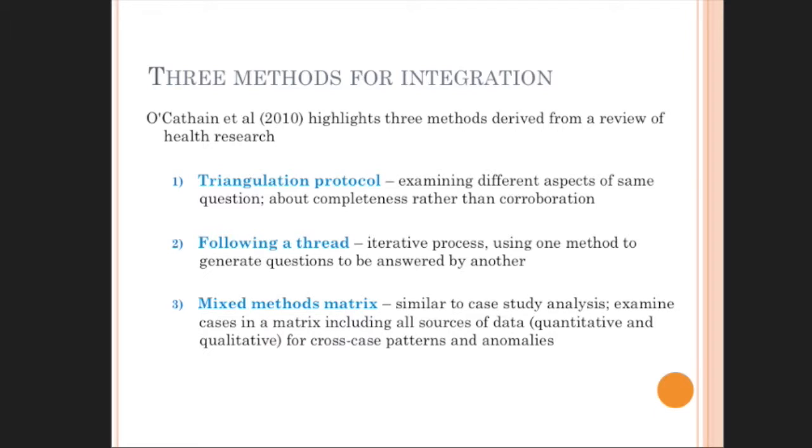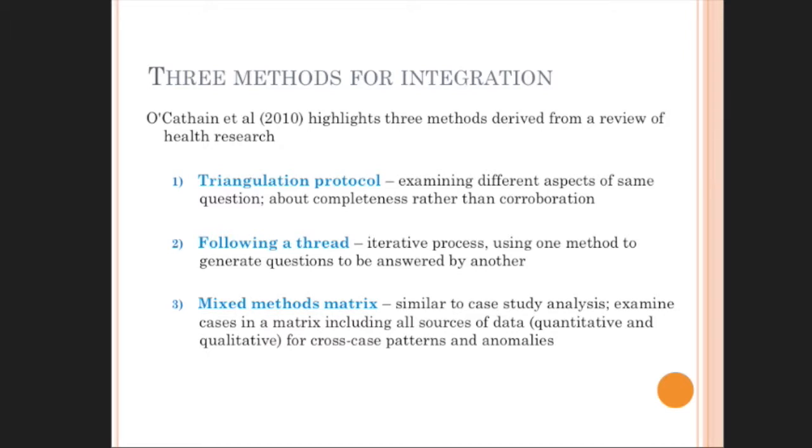And then the mixed methods matrix is kind of similar to doing a case study analysis, which a lot of people will have experience of, where you're actually using your cases in a matrix. So you'll have 1, 2, 3, 4, 5 cases, and that case could be an individual or an organization, whatever.